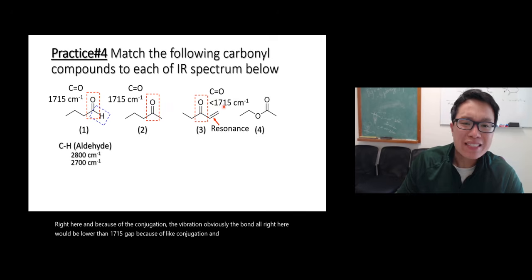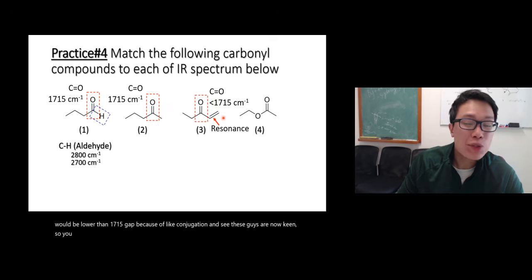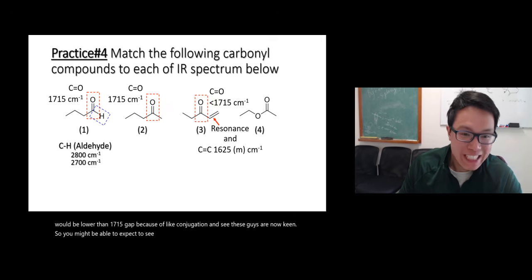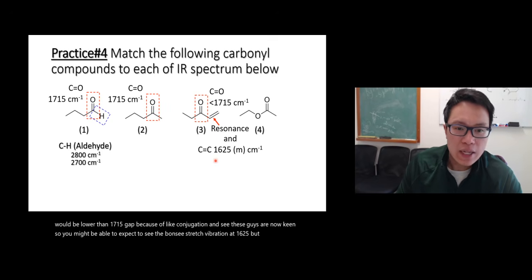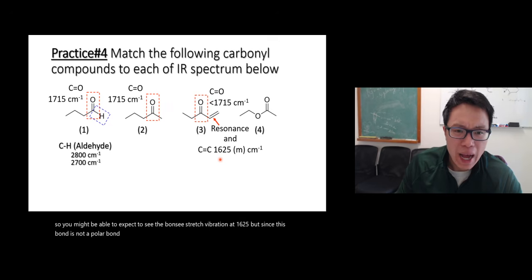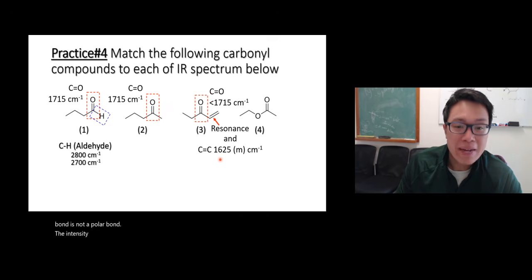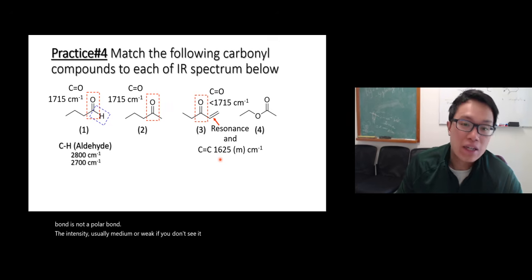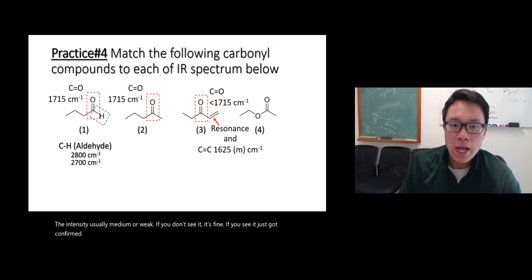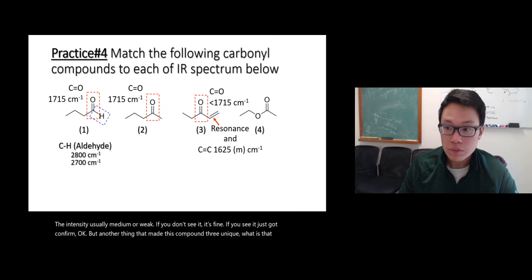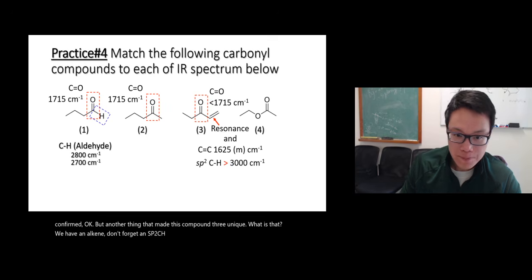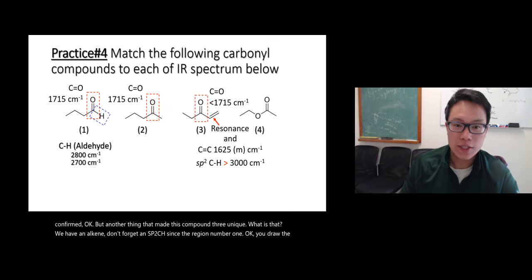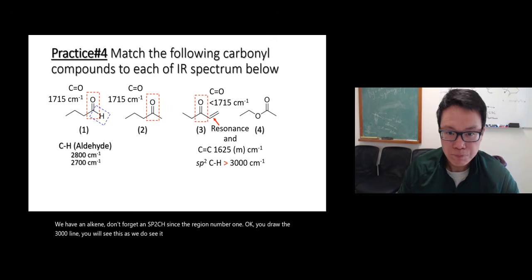Since this is an alkene, you might expect to see the C double bond C stretch vibration around 1625. But since this bond is not a polar bond, the intensity is usually medium or weak. If you don't see it, it's fine. If you see it, it just confirms. Another thing that makes compound 3 unique: we have an alkene, so don't forget the sp2 CH in region number 1. If you draw the 3000 line, you will see this sp2 CH right above the 3000 line.